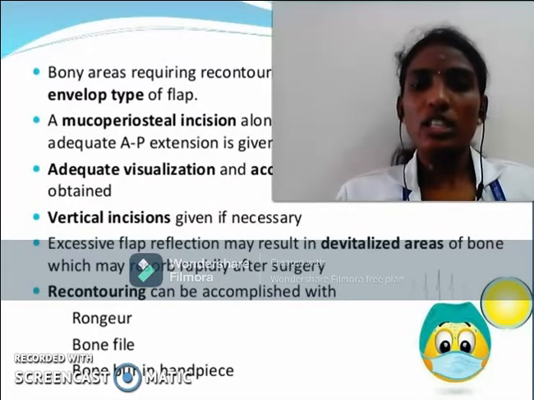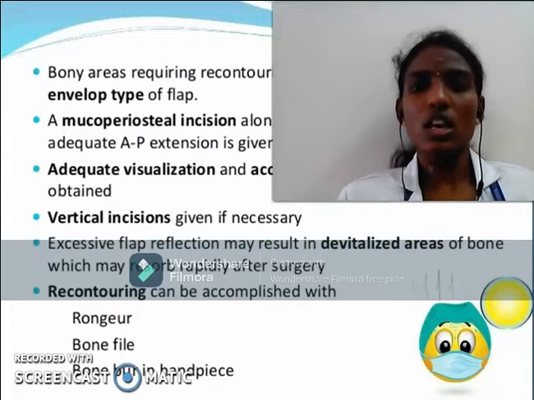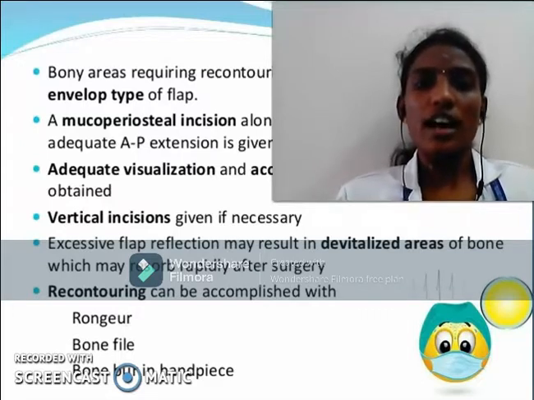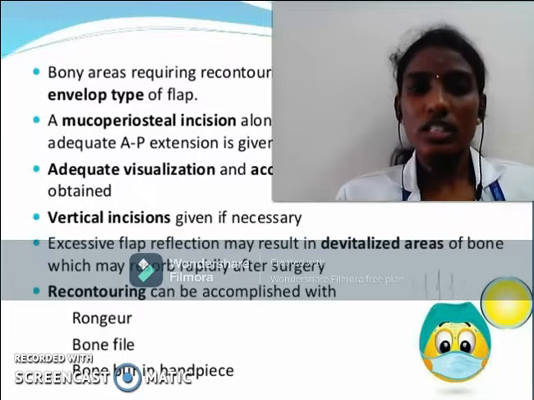The bony area requiring recontouring should be exposed using an envelope type of flap. A mucoperiosteal incision along the crest of the ridge with adequate anterior-posterior extension is given. Adequate visualization and accessibility to the alveolar ridge is attained. A vertical incision is given if necessary. Excessive flap reflection results in devitalization of an area of the bone, which may resolve rapidly after the surgery.